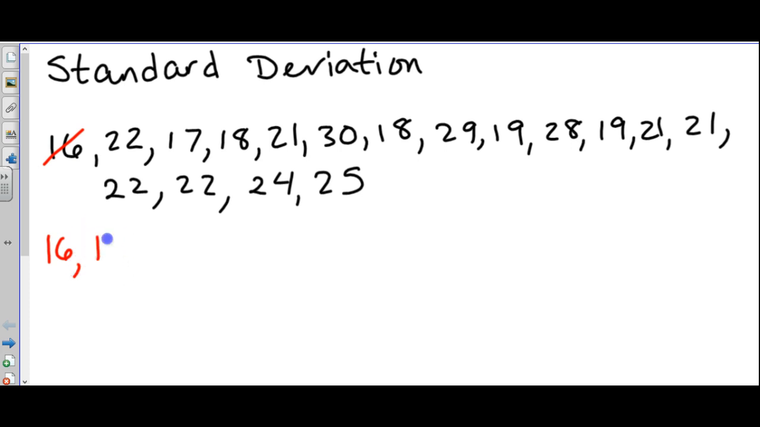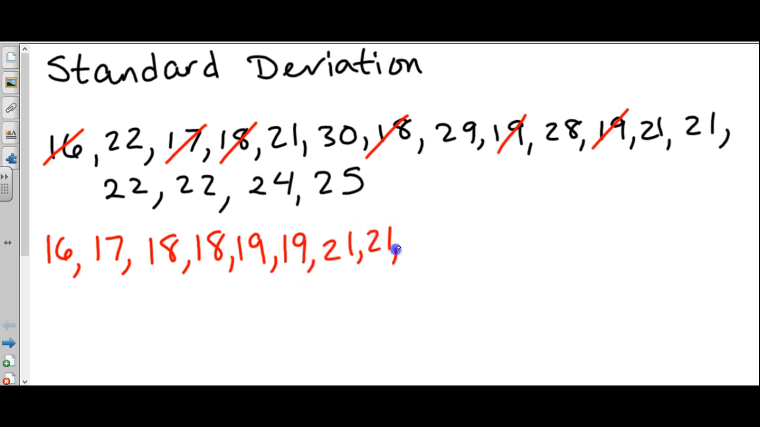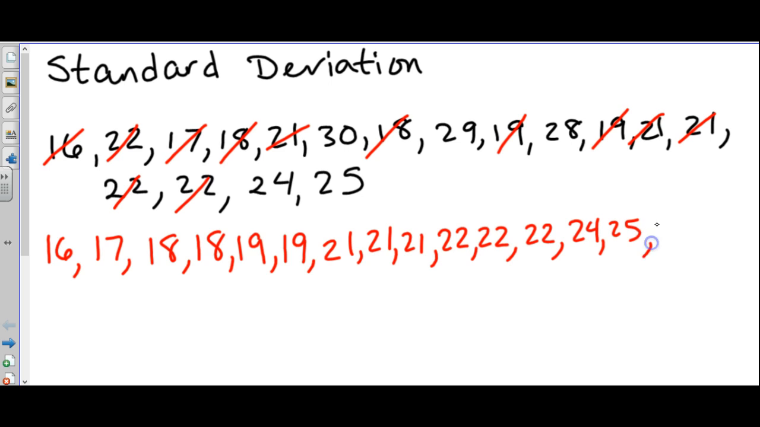Next is 17. Next we have two 18s. There are also two 19s, three 21s, three 22s as well, 24, 25, 28, and then 29 and 30. So there's all my data in order.